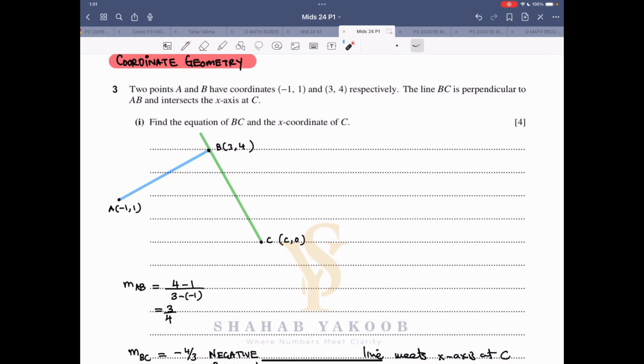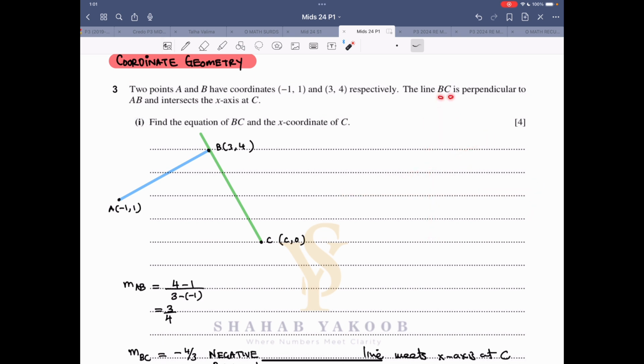So don't underestimate anything. Two points A and B have coordinates such and such respectively. This is -1, 1. And the other one is 3, 4. So you're going right, you're going up. That's how a realistic diagram is drawn. If someone wants to draw the grid in X and Y and then label it, that is also perfectly fine.